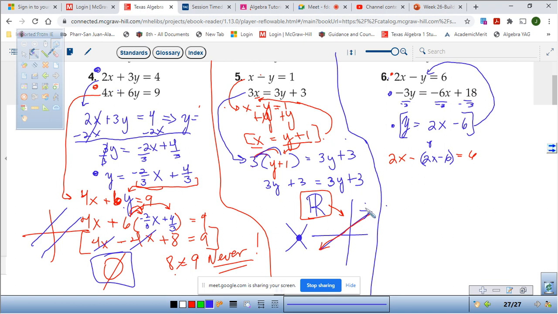Distribute here and then distribute here, and give me a negative 2x plus 6 is equal to 6. Don't forget that 2x in the front. Let me see what happens. It cancels, and 6 is equal to 6. Like right there. But boom!